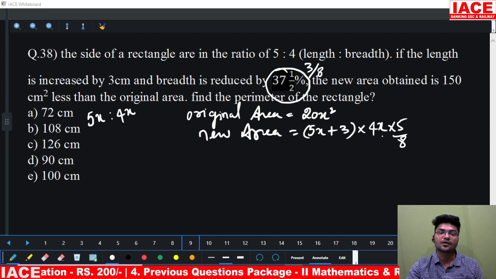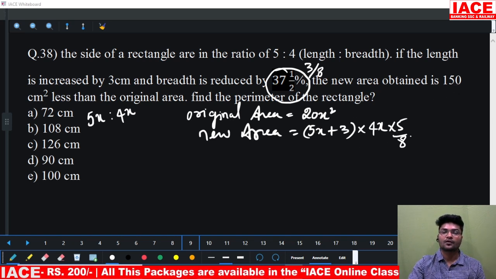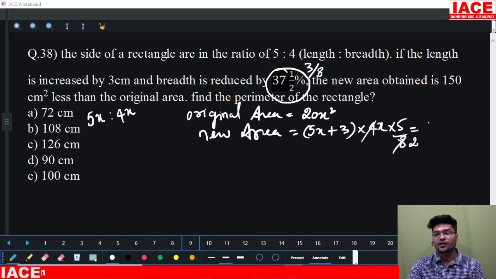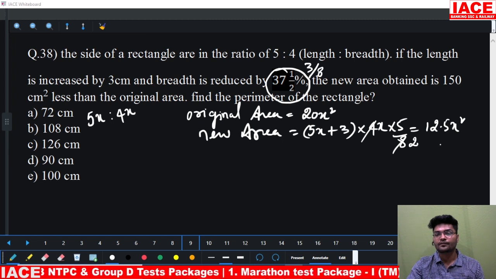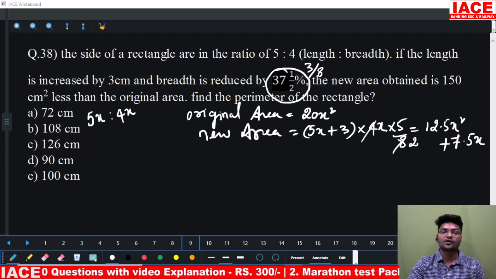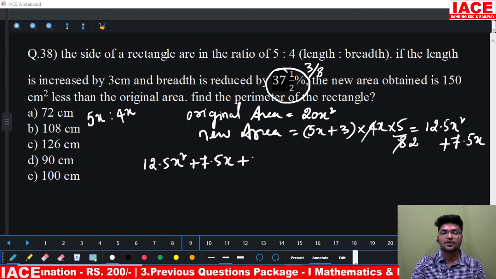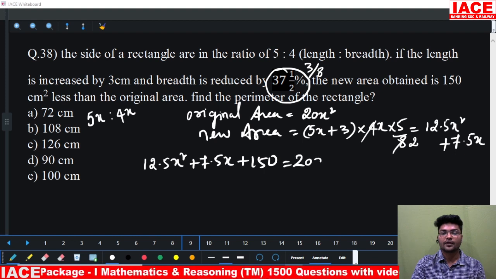Now this new area is 150 less than the original area. That means new area plus 150 will give me the original area. So if I multiply this further, how much will I get? 12.5x square plus 7.5x. So new area, 12.5x square plus 7.5x, plus 150 is equal to 20x square.